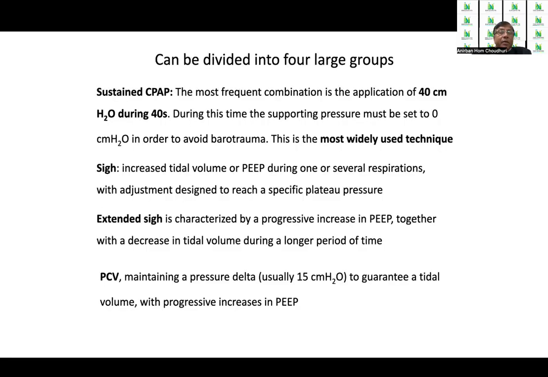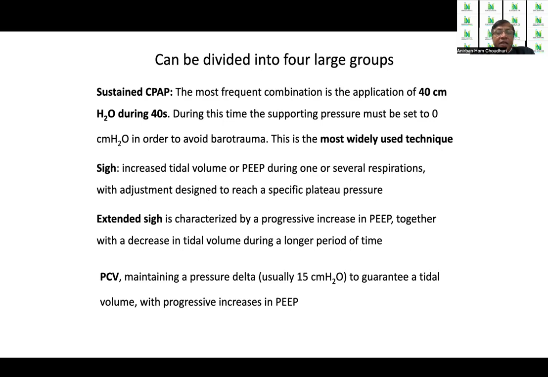Now, this can be divided overall into 4 large groups. One is sustained CPAP. The most frequent combination is the application of 40 centimeters of water for 40 seconds. During this time, the supporting pressure must be set to 0 centimeters to avoid barotrauma, and it is the most widely used technique. Second is the application of PSI, where the tidal volume or PEEP is increased during one or several respirations, with adjustment designed to reach a specific plateau pressure, which can be kept at 30 centimeters.